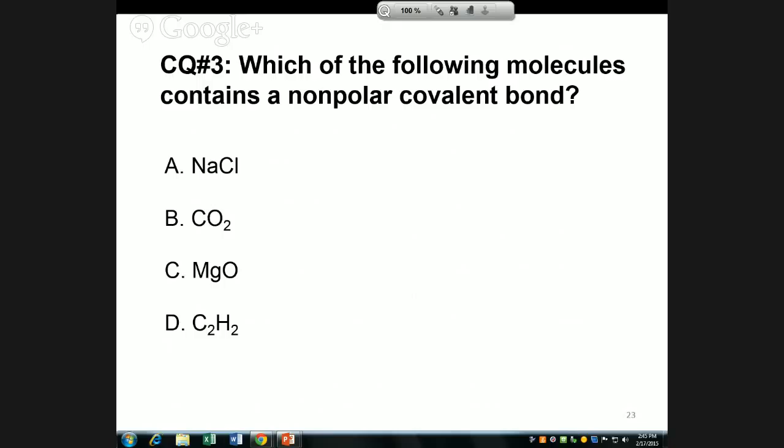Now, we just saw that when an atom makes a bond with itself, that's by definition a nonpolar covalent bond. There's two carbons making bonds with each other in this, so that's going to be a nonpolar covalent bond. Also, there are certain bonds that are always nonpolar because the involved atoms have fairly similar electronegativities.